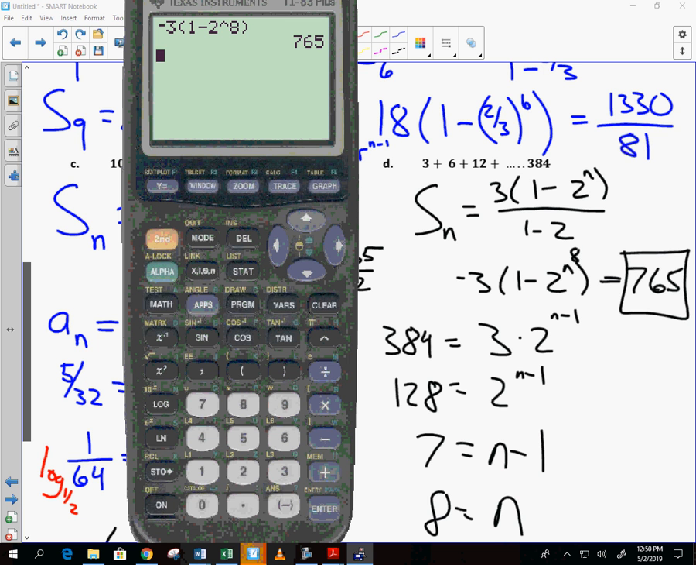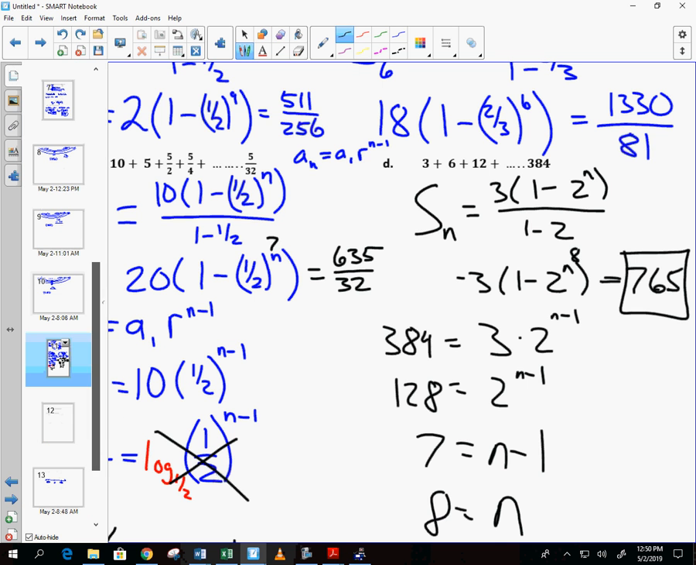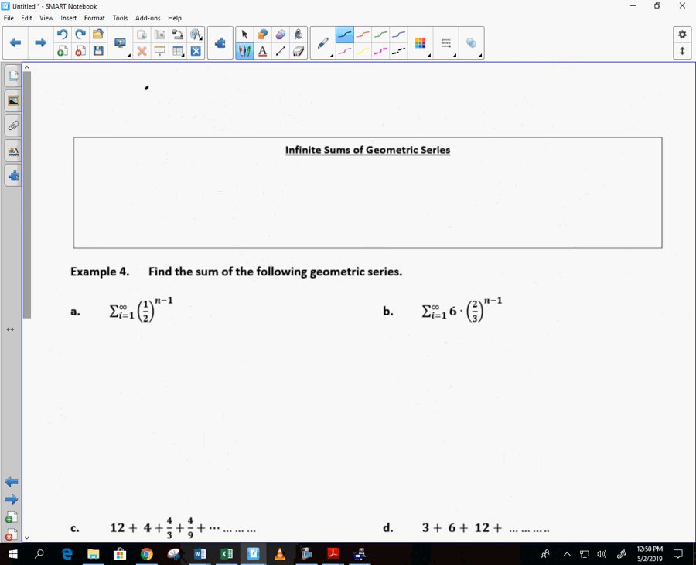Good job. I told you last page would be easy, right? And it is. It is super easy. Suppose we were to add up an infinite number of terms. We weren't going to stop. We had an infinite number of geometric terms. The formula is super easy. We simply take the first term, a sub 1, and we divide it by 1 minus the ratio.